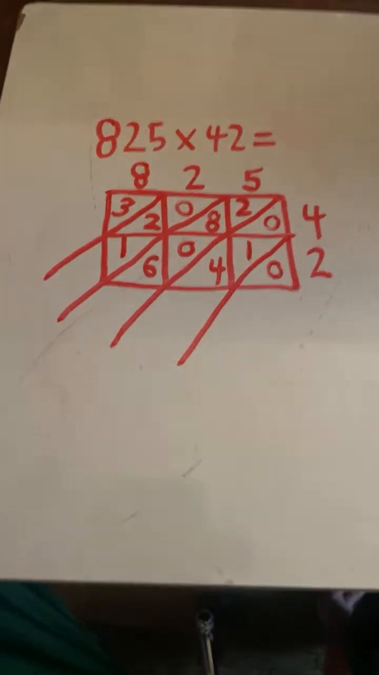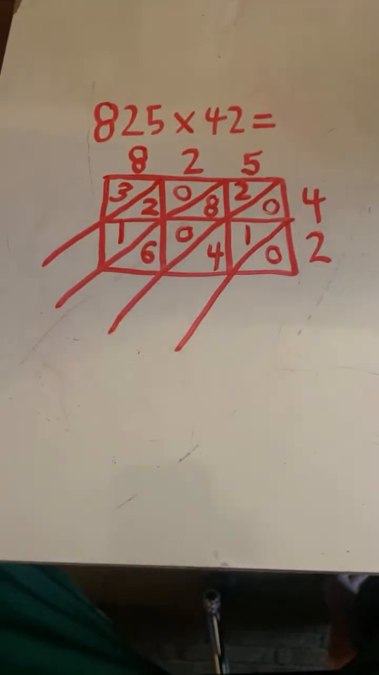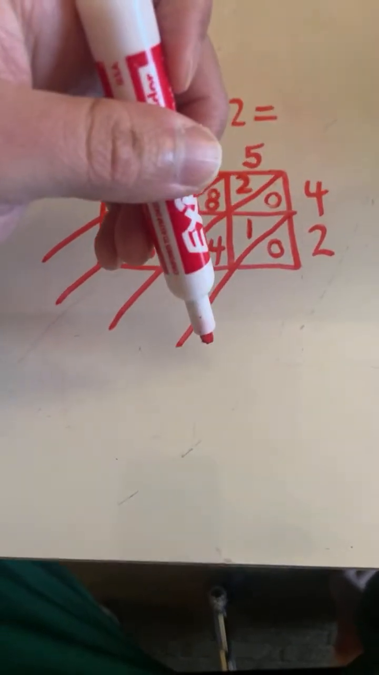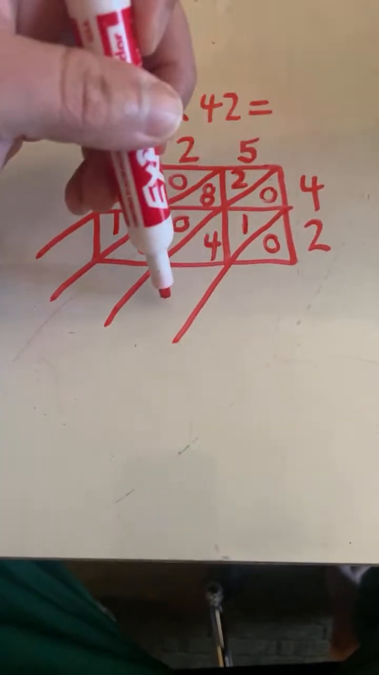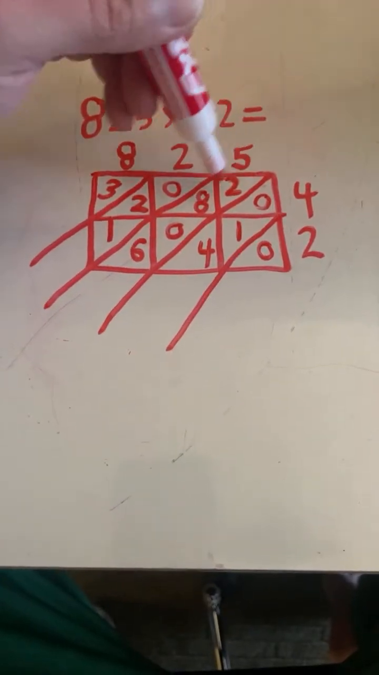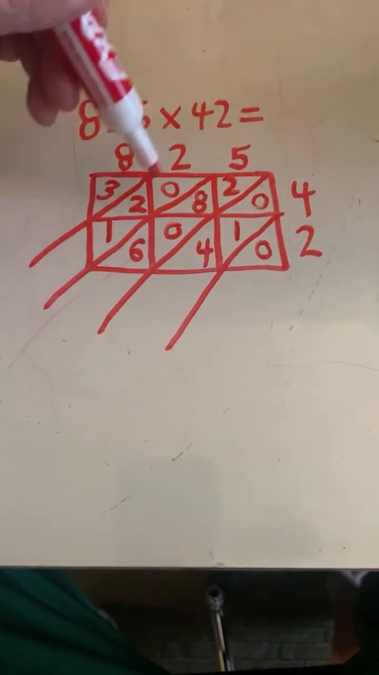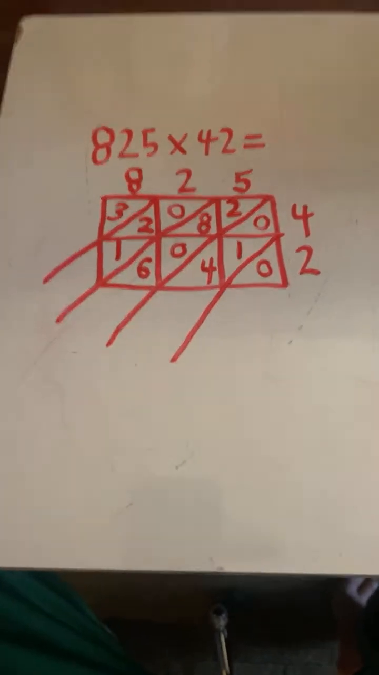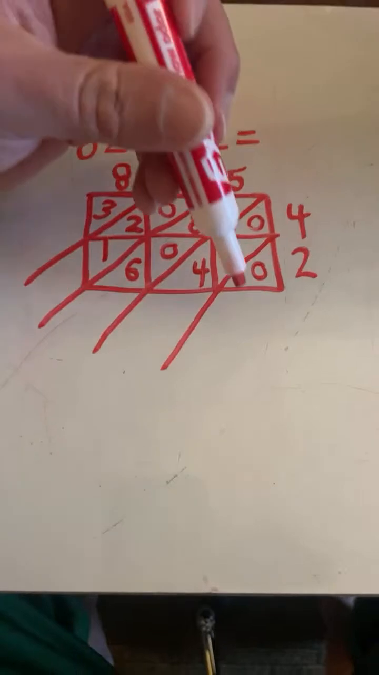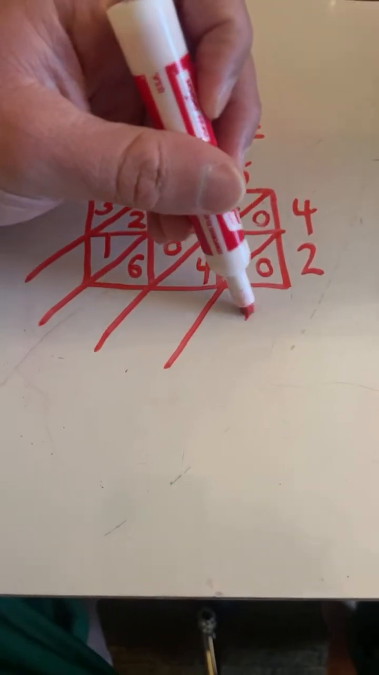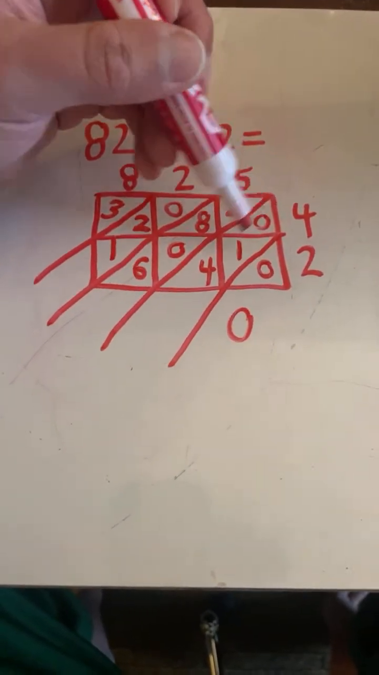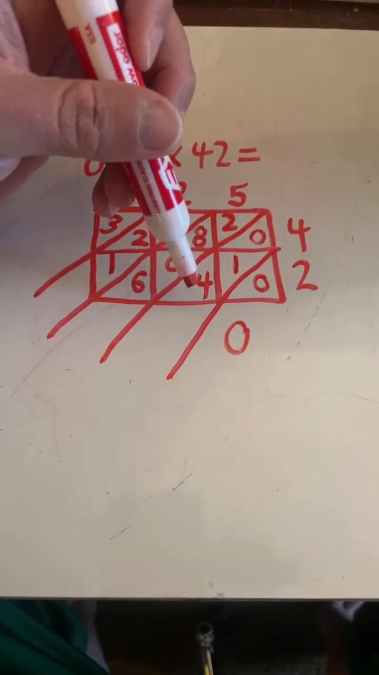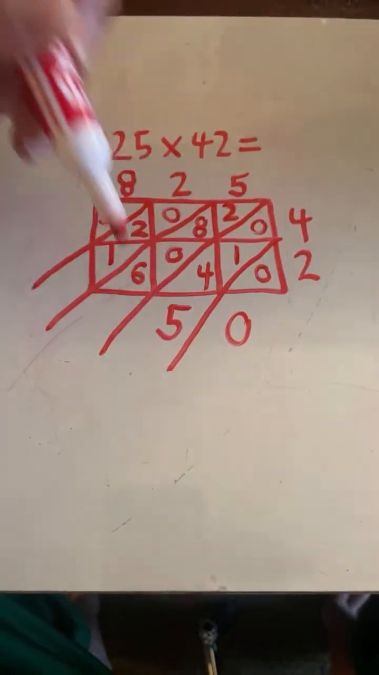Now the next step is we just need to add the numbers going diagonally. So looking at the diagonal lines, we add all the numbers in this diagonal line, all the numbers in this diagonal line, all the numbers in between these two diagonal lines, all the numbers in between these two diagonal lines. And that's how we're going to arrive at our answer. So this diagonal line, there's only one number, it's 0. Here we're going to add 0 plus 1 plus 4. 0 plus 1 plus 4 equals 5.